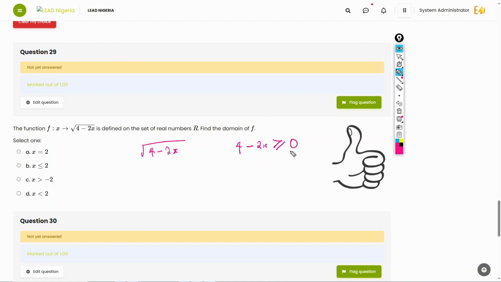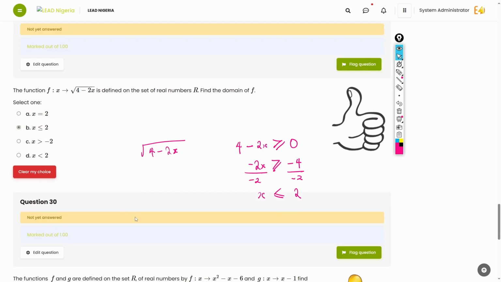All right, so solving this, if I take this over, I would have minus 2x is greater than or equal to minus 4. So if I divide both sides by negative 2, I would have x must be less than or equal to. When you divide or multiply both sides by a negative number when you solve an inequality, remember to always what? Flip the sign, right? So x is less than or equal to 2. That's option B.